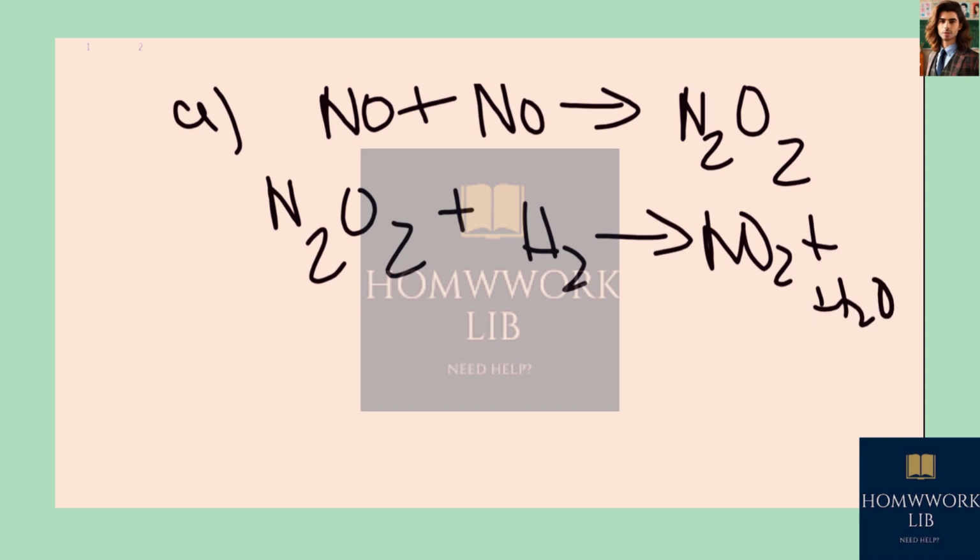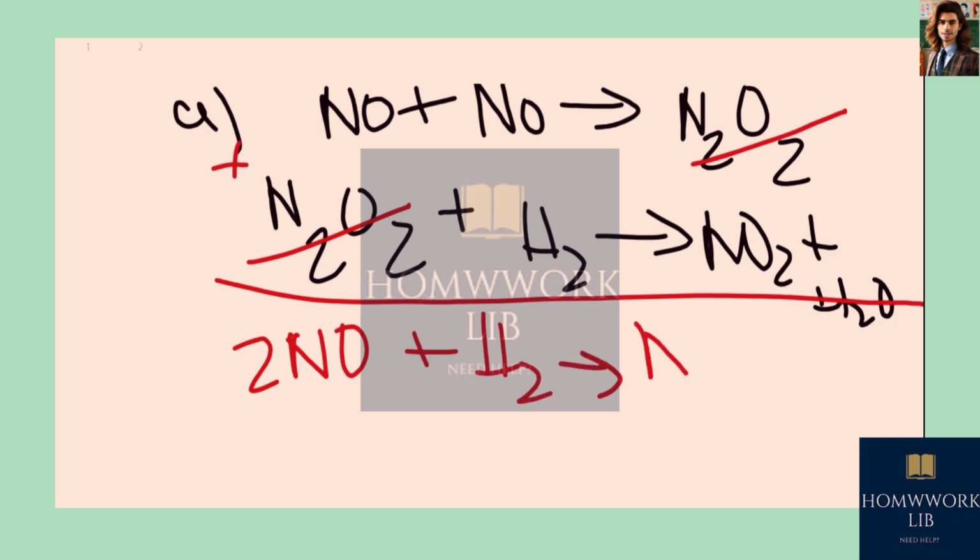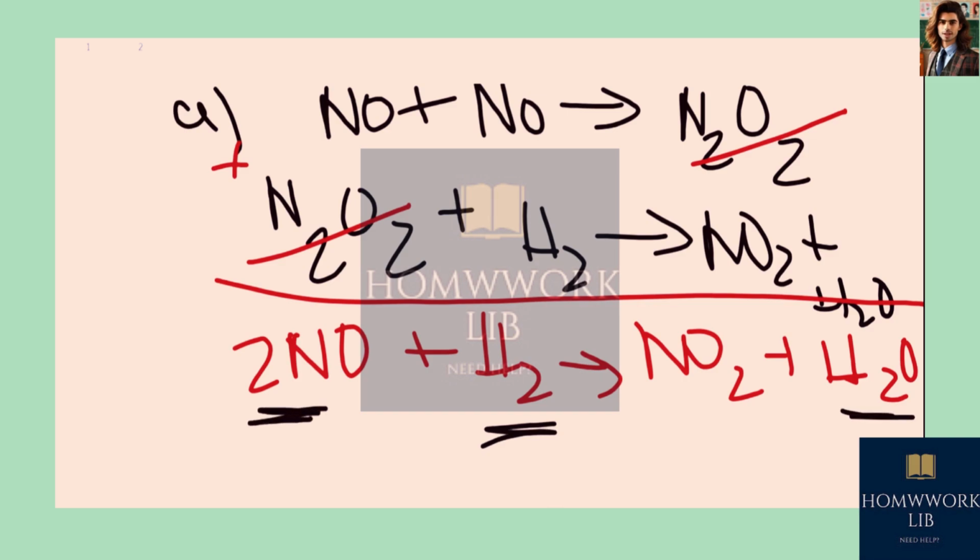So what we're going to do is pretty easy here. We're basically going to sum these equations. When we sum them, we're going to cancel out things that are the same on both sides and then just add the rest through. So your final equation would be 2NO plus H2 on the left side goes to NO2 plus H2O. And let's make sure that our equation is balanced. So we have two H's here, two H's here, two N's here, one N here, two O's here and three O's here.